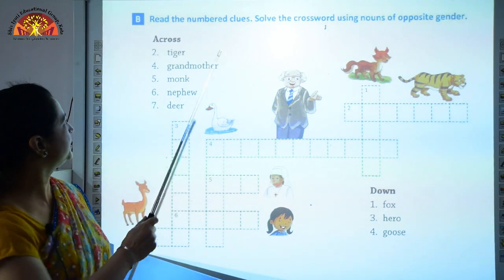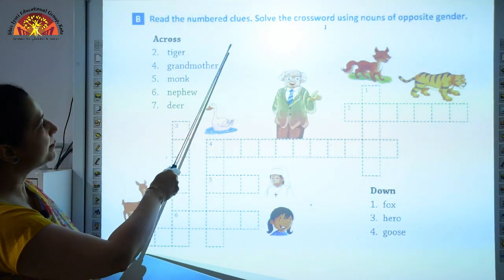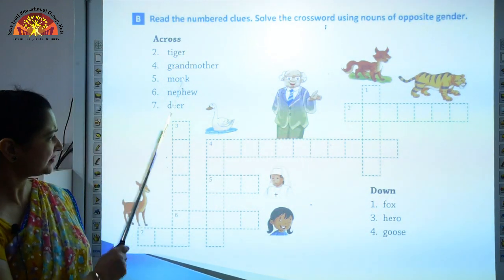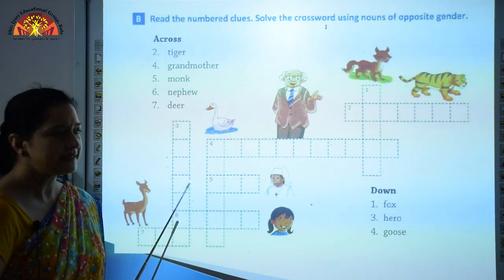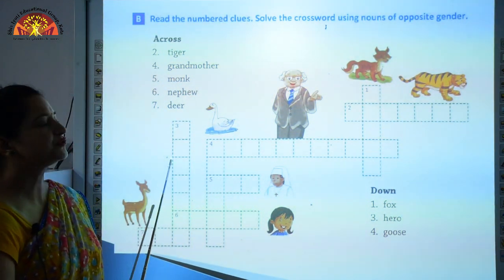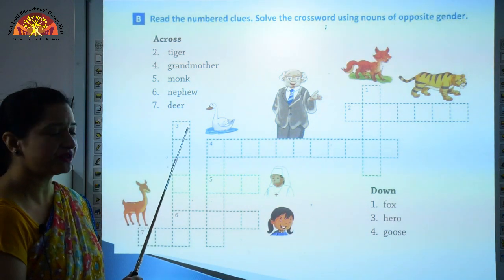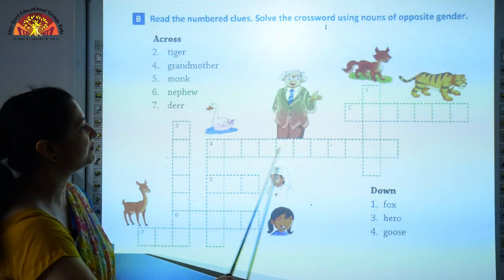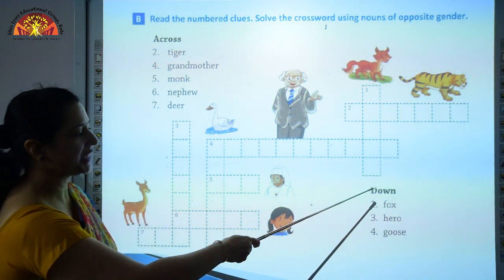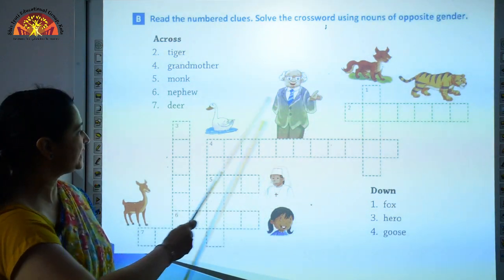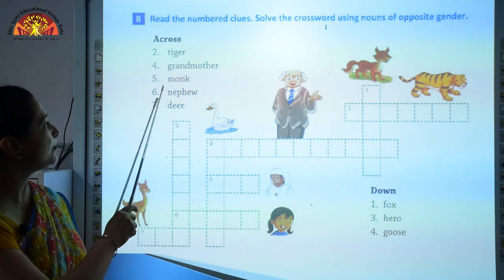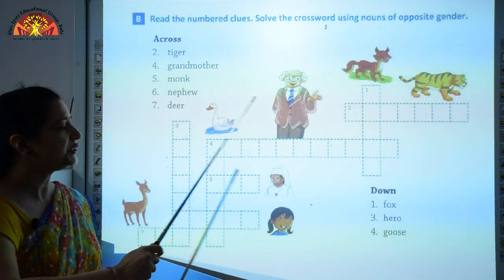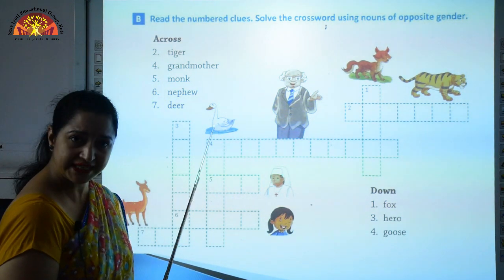Now moving further, exercise B. Read the numbered clues, solve the crossword using nouns of opposite genders. Now here a crossword is given and some nouns are given. You have to fill this crossword according to the instruction. Like here it is across. So in across, these nouns you have to write here. Okay. And for down, these nouns you have to write here. Now what you have to write? Opposite gender of these nouns. There is no need to write these nouns. You have to write opposite gender of these nouns.